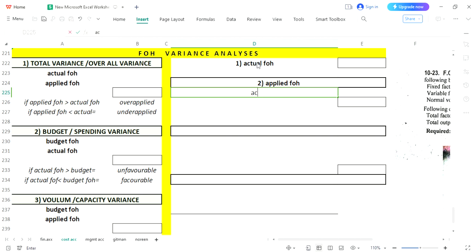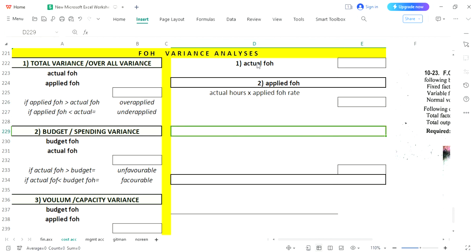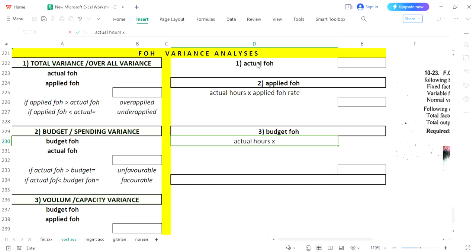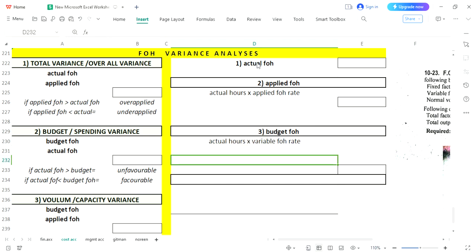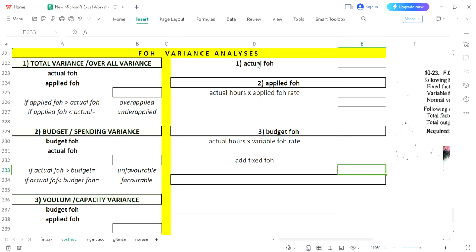Actual hours or units would be multiplied by applied FH rate, with which a single line formula will be used to calculate applied FH. Then the third requirement is your budget FH. It has two steps. First step, actual hours or units multiplied by variable FH rate, and then you will add fixed FH. The sum of both elements would be your budget FH.